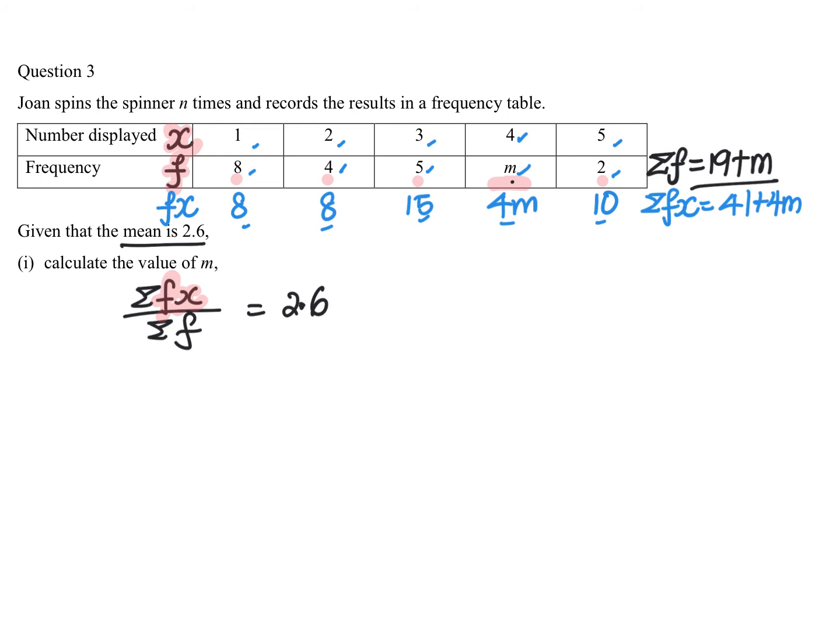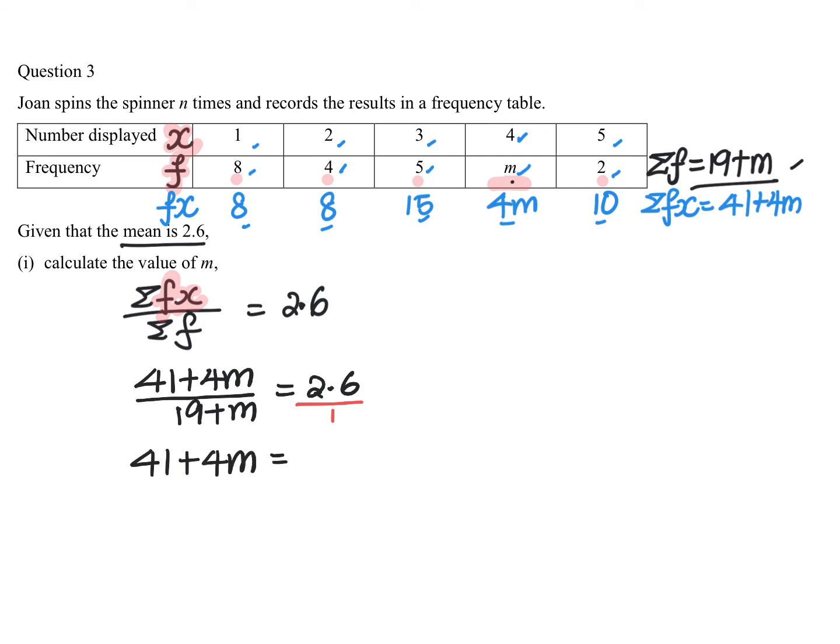Let me plug this value back into the equation that we have formed, our calculation using the formula. So summation fx, which is the frequency times the data value, 41 plus 4m, divided by your total frequency, which is 19 plus m, is equal to the data value 2.6. Well, we can put this as 2.6 over 1, then we cross multiply. So on this side, 41 plus 4m is equal to 19 times 2.6.